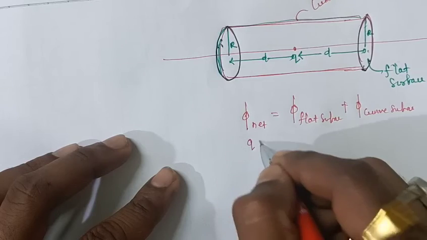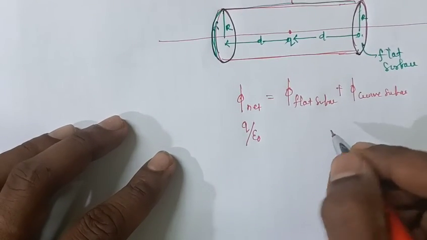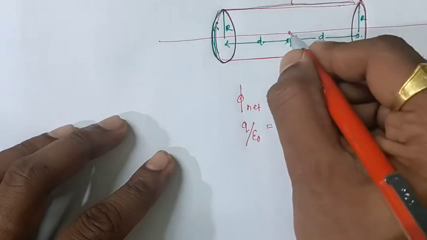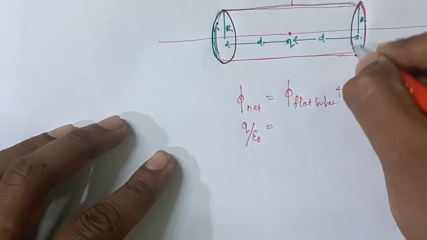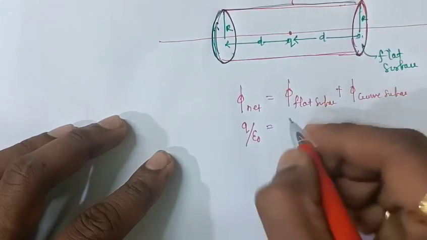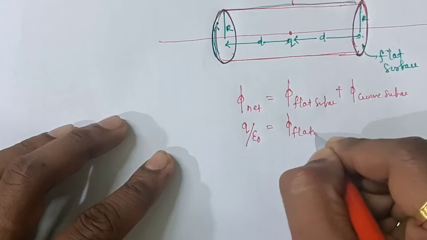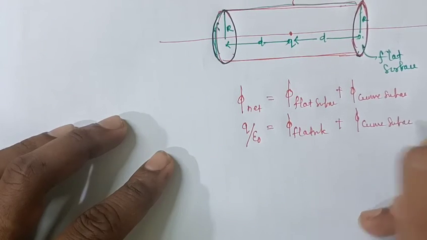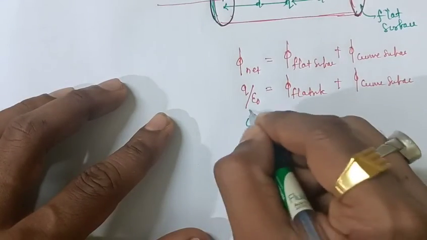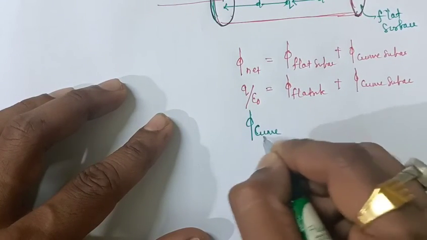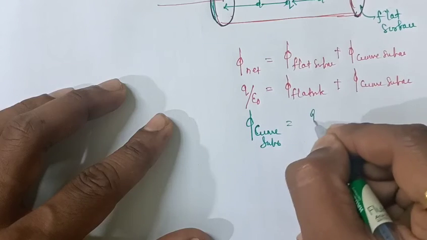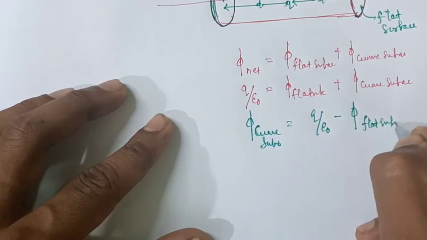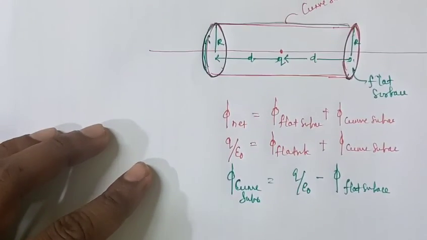the total flux is nothing but Q by epsilon naught. And due to the flat surfaces, this is like a disc, this is the flat surface. So this is my flat surface and this is my curved surface. So what is the flux through the curved surface? It is nothing but Q by epsilon naught minus the flux due to the flat surface. I hope the scenario is pretty clear to everyone.